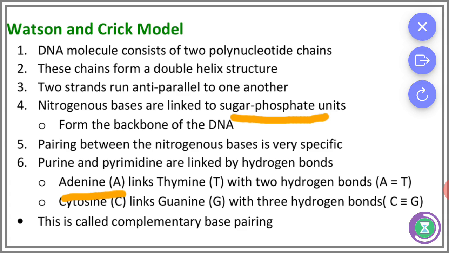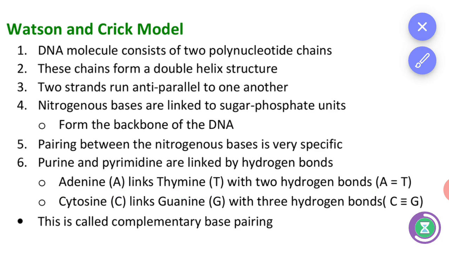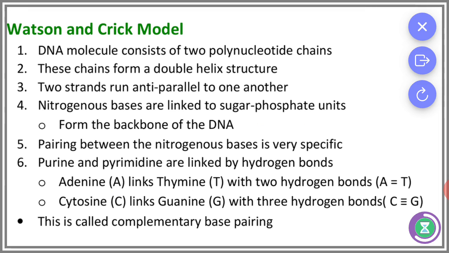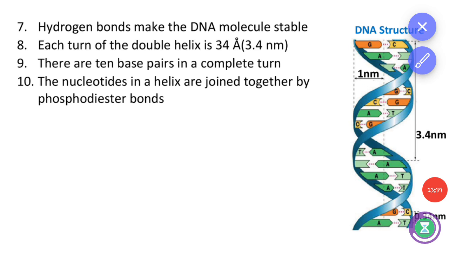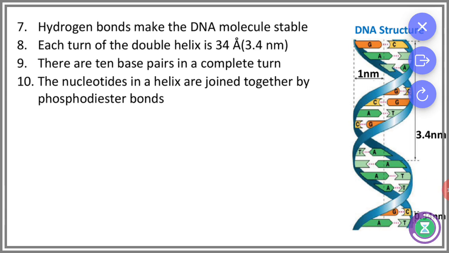Adenine A is always linked with thymine T with 2 hydrogen bonds, and cytosine C is linked with guanine G with 3 hydrogen bonds. This is called complementary base pairing. Hydrogen bonds make the DNA molecule stable, and each turn of the double helix is 34 Angstrom. There are 10 base pairs in one complete turn. The nucleotides in a helix are joined together by the phosphodiester bond.